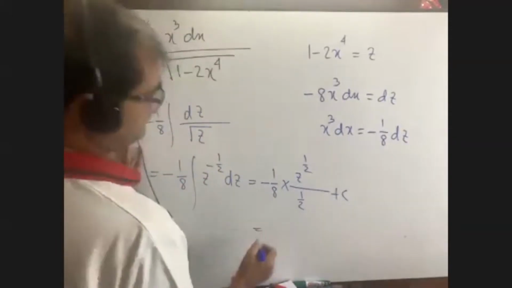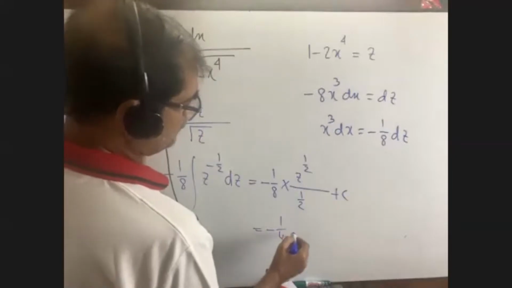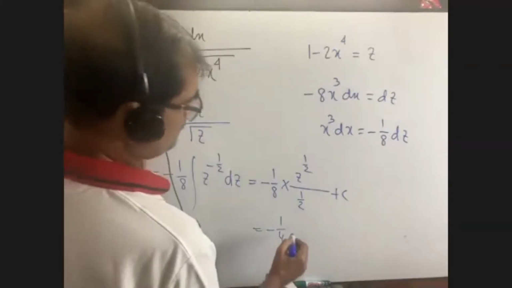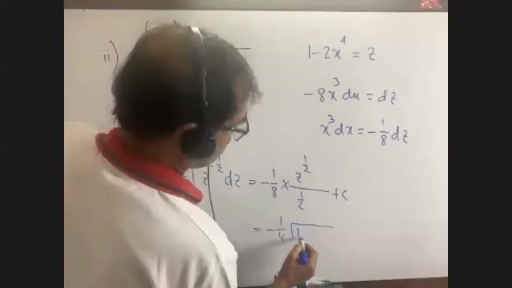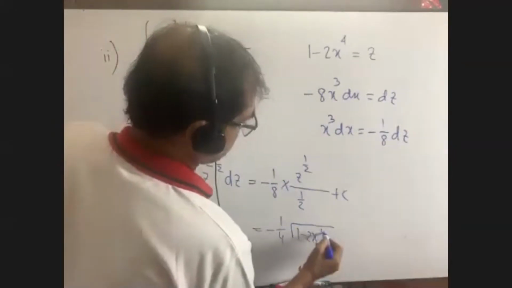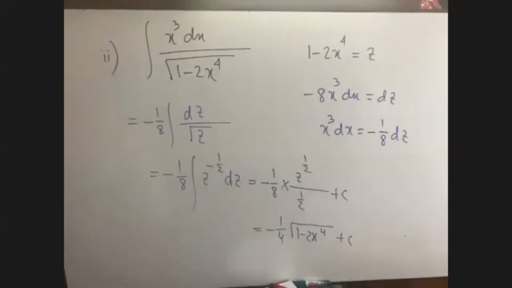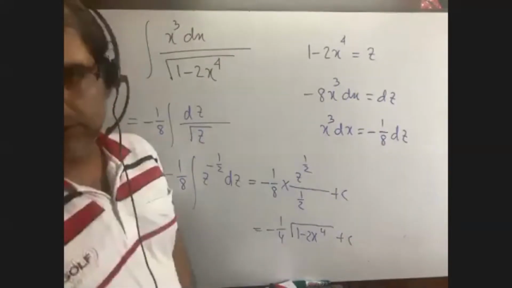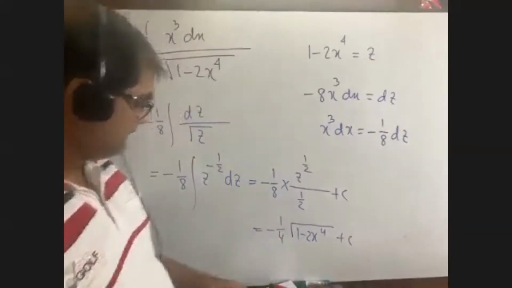That means minus 1 by 4 root over z. Root over z means root over 1 minus 2x to the power 4, plus c. We have got our answer. It is really very easy and simple. You can easily do it.